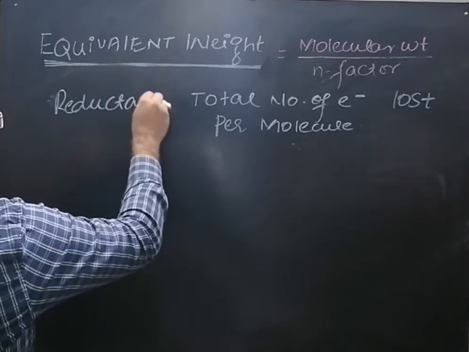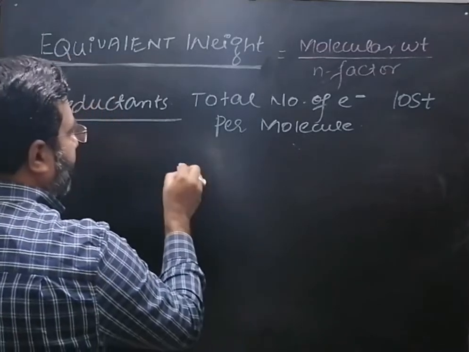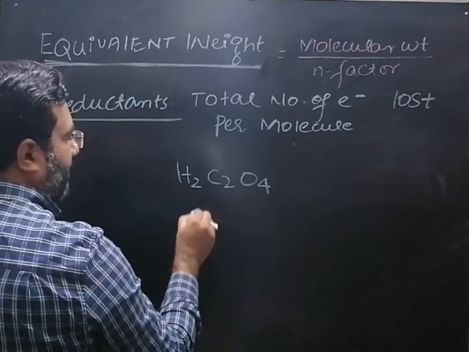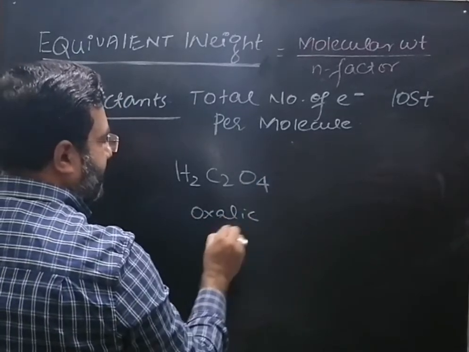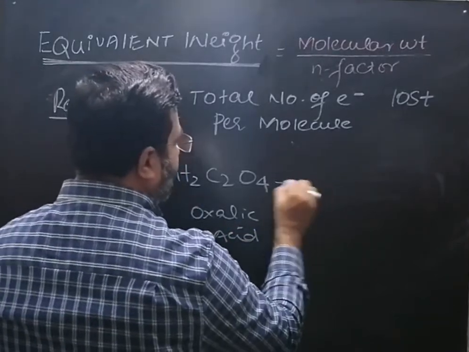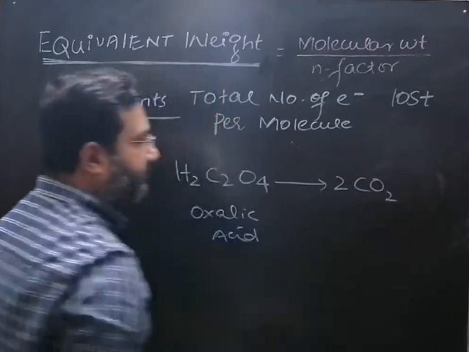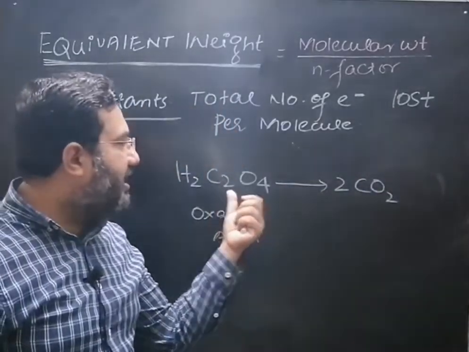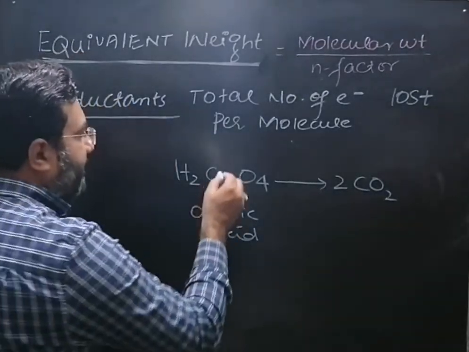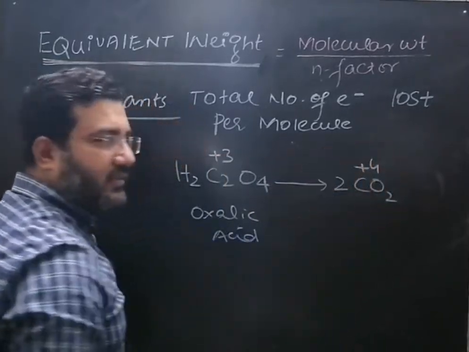Reductants. One of the very famous reductants is H2C2O4, that is oxalic acid. When oxalic acid acts as a reducing agent, it changes to CO2. In order to balance the carbon, I have used this coefficient 2 here. Now the oxidation state of carbon changes from +3 to +4.